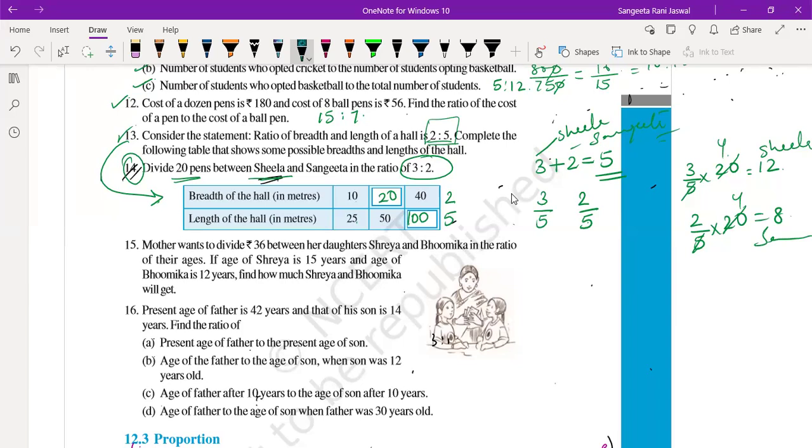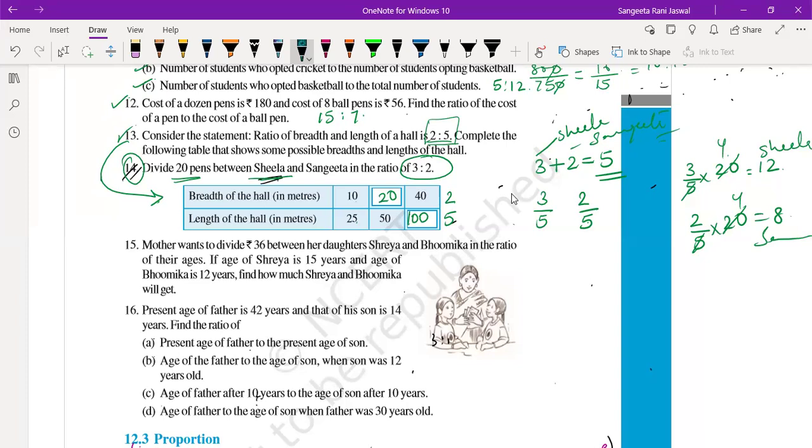Please read the question, Neha. 15th question. Mother wants to divide rupees 36 between her daughters, Shreya and Bhumika, in the ratio of their ages. If age of Shreya is 15 years and age of Bhumika is 12 years, find how much Shreya and Bhumika will get. So see, mother wants to divide this 36 rupees in some ratio between the two daughters as per their ages. So what will you do first here? Ma'am, the ratio will be 15 is to 12. We lower it down. We take its lowest form.